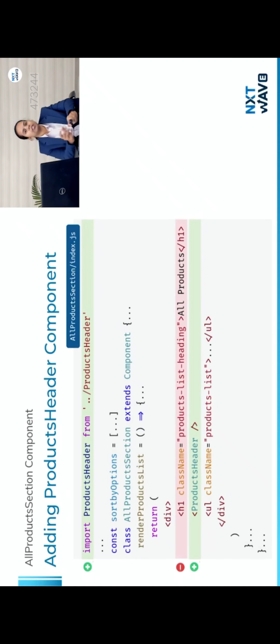Import products header from. Okay, so we are done importing. So now let's include it. So this is where we want it. And done. We have included the products header. Okay, so this step is done.